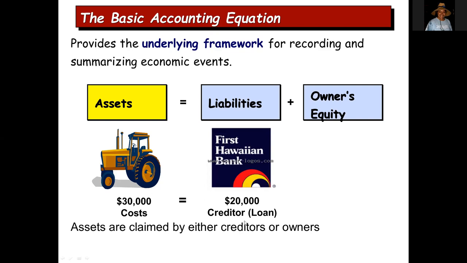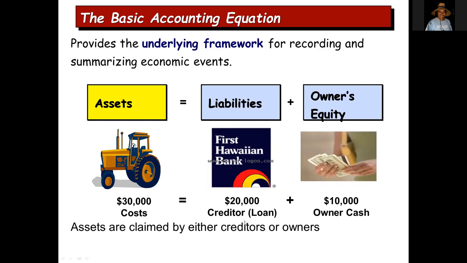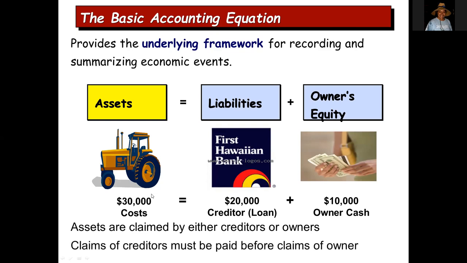And then the owner pumped in $10,000 of his own cash to pay for it. So in this case, in its simplest form, the equipment is funded by a loan plus some of the owner's own equity or his own cash. And you know, in business world, that the claims of the creditor must always be paid before the claims of the owner. So in this case, if the company were to go bankrupt, they would have to pay off the bank first, and then the owner would get whatever is left over. Okay, that's a basic concept of running a business.